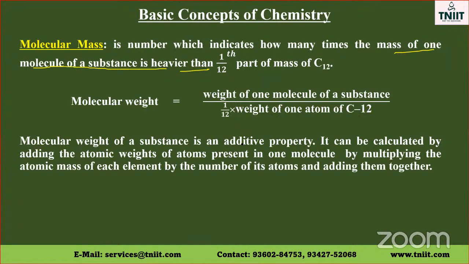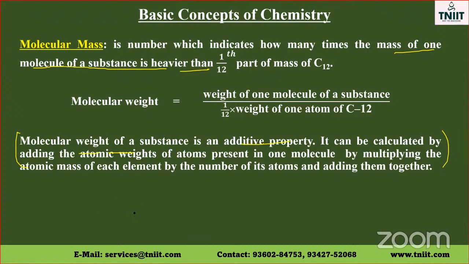Molecular weight of a substance is an additive property. It can be calculated by adding the atomic weights of atoms present in one molecule, by multiplying the atomic mass of each element by the number of its atoms and adding them together. So this statement looks complex. We will try to make it simple.